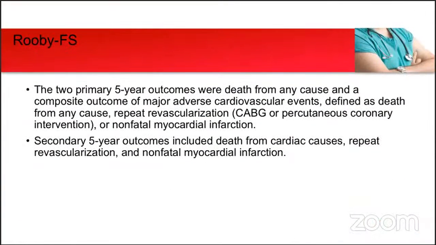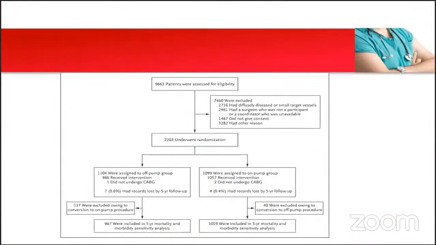And the two primary 5 years outcomes were death from any cause and a composite outcome of major adverse cardiovascular event, MACE, defined as death from any cause, repeat revascularization, whether Cabbage or PCI, or non-fatal MI. And the secondary 5 years outcomes included death from cardiac causes, repeat revascularization, and non-fatal MI. Same diagram that we had before.